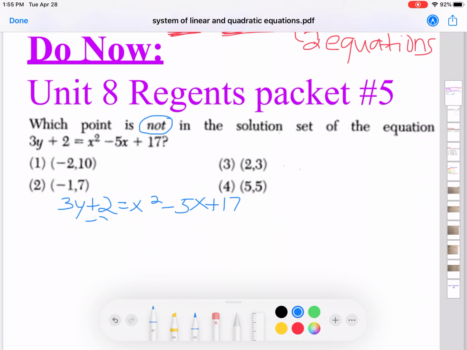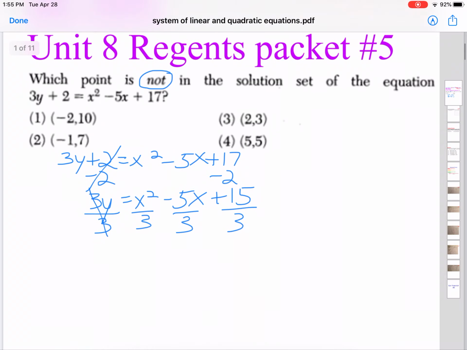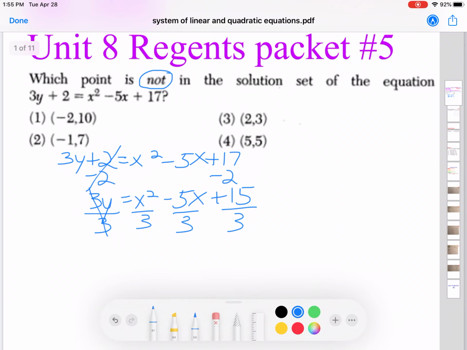So in order to get this y by itself, first I would have to move 2 to the other side by subtracting 2. Notice that I'm allowed to subtract 2 from 17 because those are like terms. Finally, I could divide by 3. Now what I need to do here is divide each term by 3. If we divide all these numbers by 3, we're going to get some pretty messy numbers. So I'm just going to leave this as 1/3 x squared minus 5/3 x, but then I can simplify 15 divided by 3 because I know that's 5.